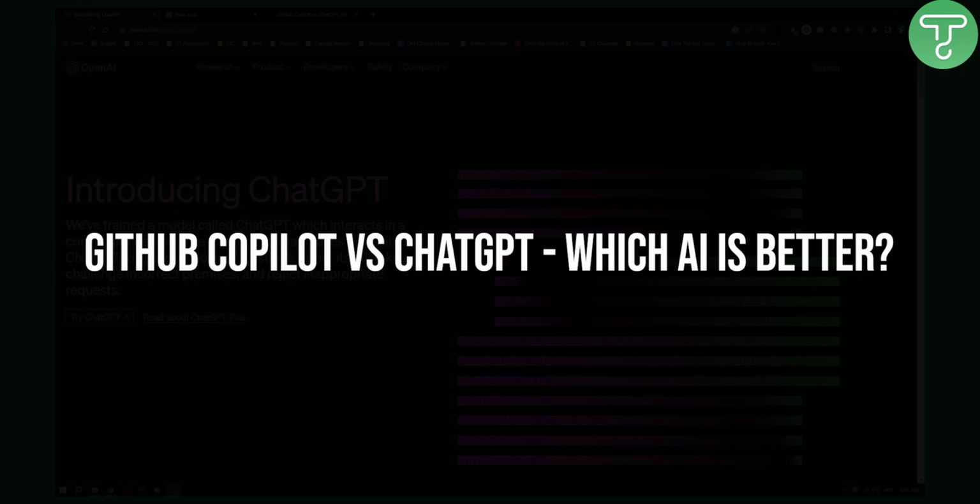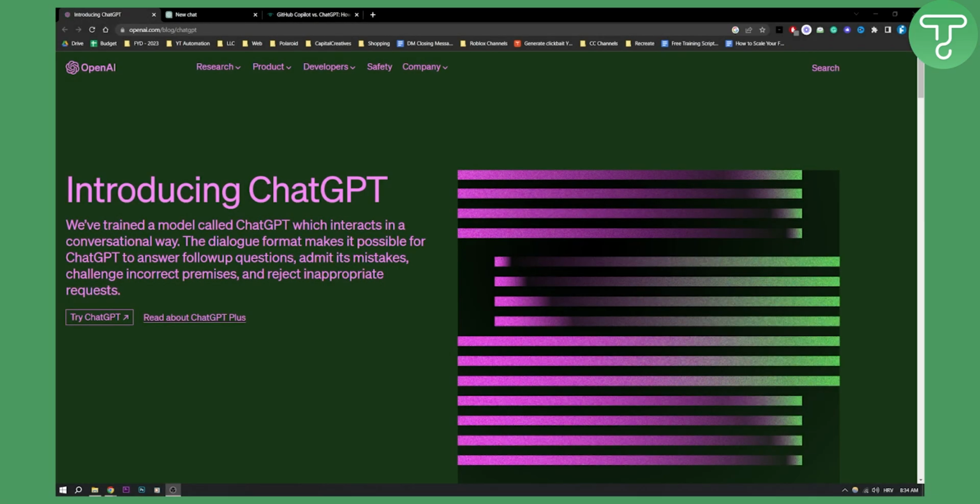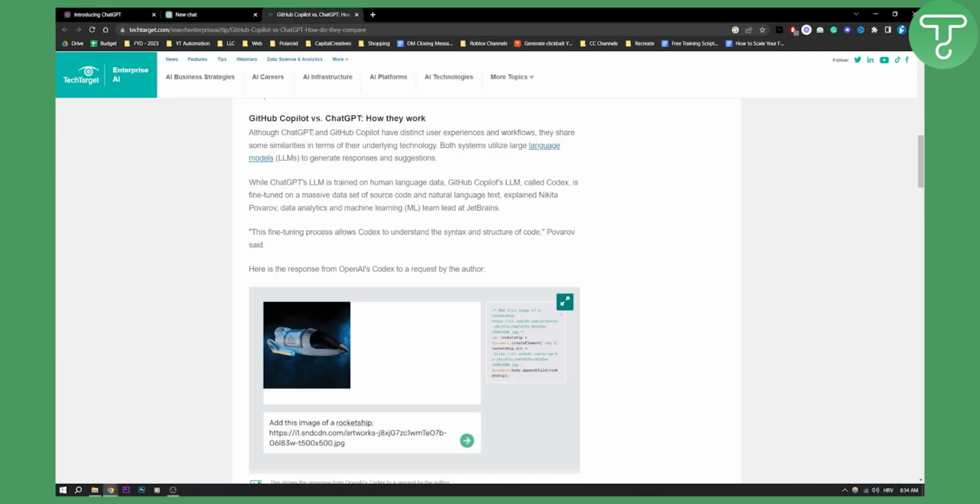Which one is better and why? Now this will be a really quick extensive review of GitHub Copilot and ChatGPT. So as you can see right here, although ChatGPT and GitHub Copilot have distinct user experiences and workflows, they share some similarities in terms of their underlying technology or algorithms. They both have systems that run on large language models to generate responses and suggestions.